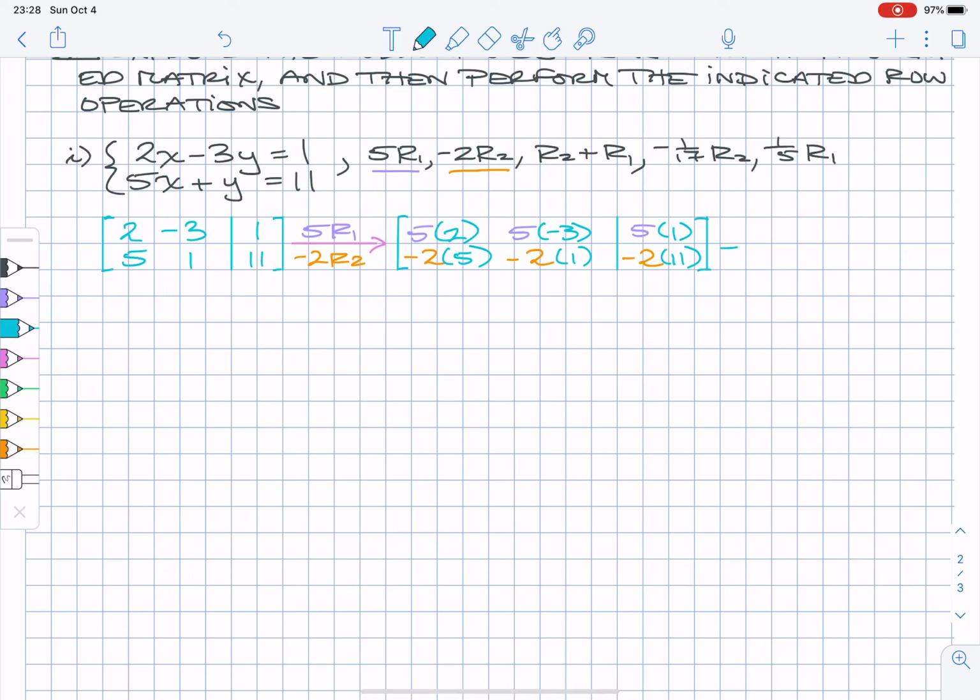So I claim what we get then will be the augmented matrix, whose first column is, yeah, maybe I should put that over here. So this is going to be, what do we get? First column will be 10 and negative 10. Next column will be negative 15 and negative 2. We'll have our augment. And then we'll have 5 and negative 22. So that's what happens there.